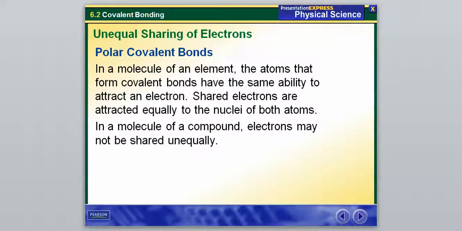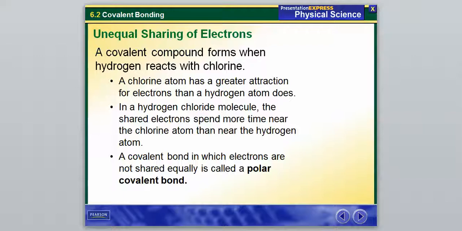Before we get into a polar bond, they need to actually introduce it. Now here's an example of basically the exact opposite of what was on the previous slide, and it's a covalent compound that forms when hydrogen reacts with chlorine. A chlorine atom has a greater attraction for electrons than a hydrogen atom does, which is basically the exact opposite of what was just on the last slide.